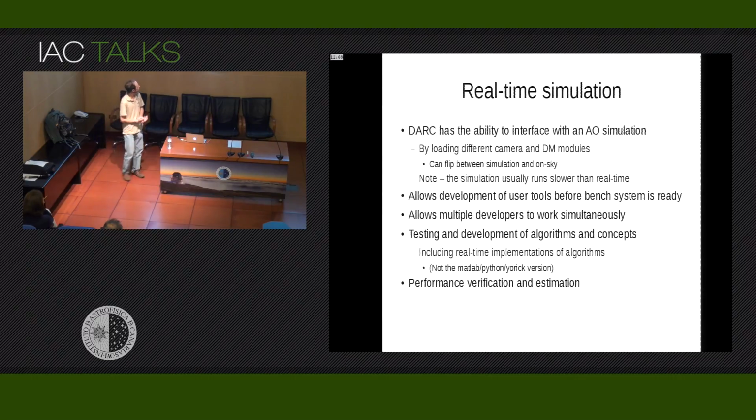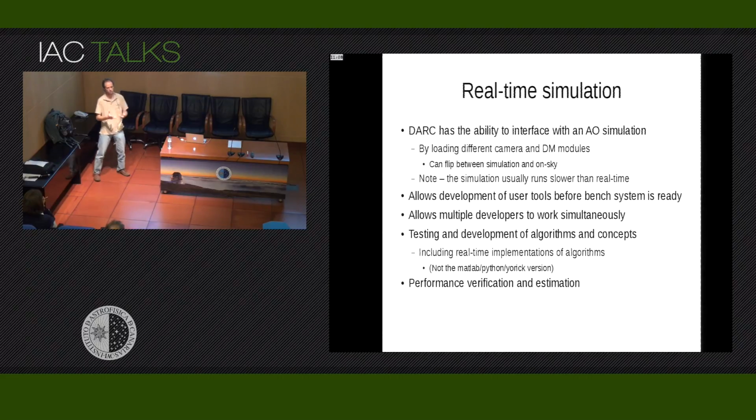Real-time simulation. Now, DARC has the ability to interface with an AO simulation. Basically, to do this, we can load a different camera module, a simulation camera module. At the moment, it's one that just opens an Ethernet socket, and the simulation can then send wavefront sensor data into the real-time system and receive DM demands out from the real-time system. We can flip between simulation and on sky. Now, of course, I call it real-time simulation. The simulation itself doesn't run in real time, unless it's a very small system.